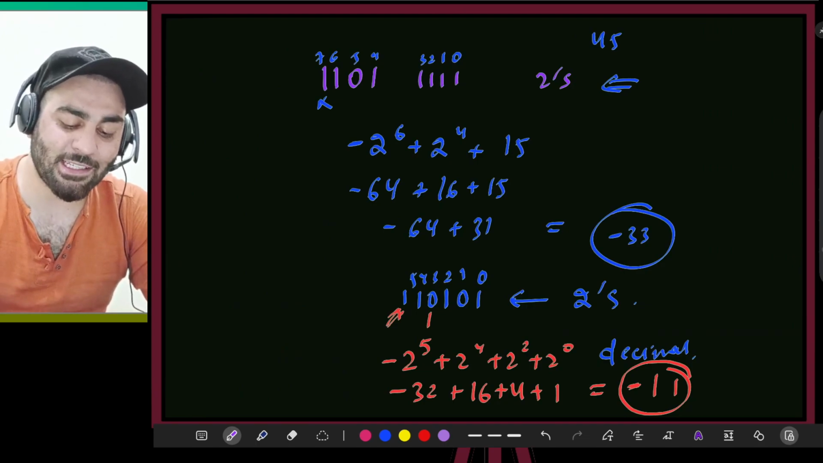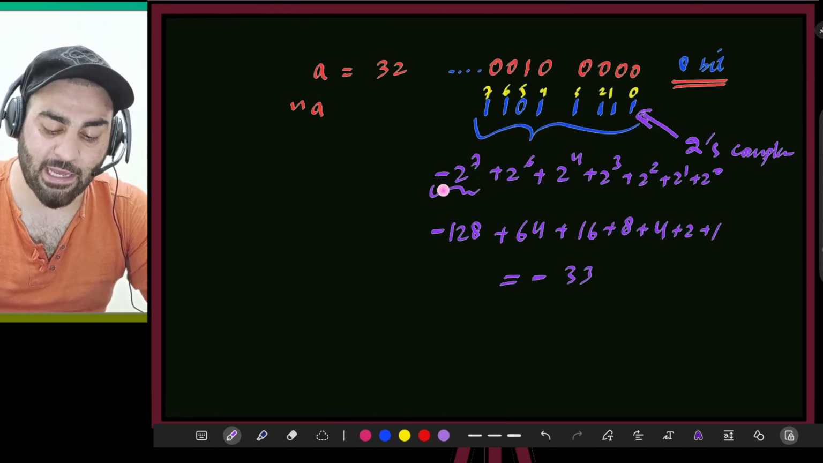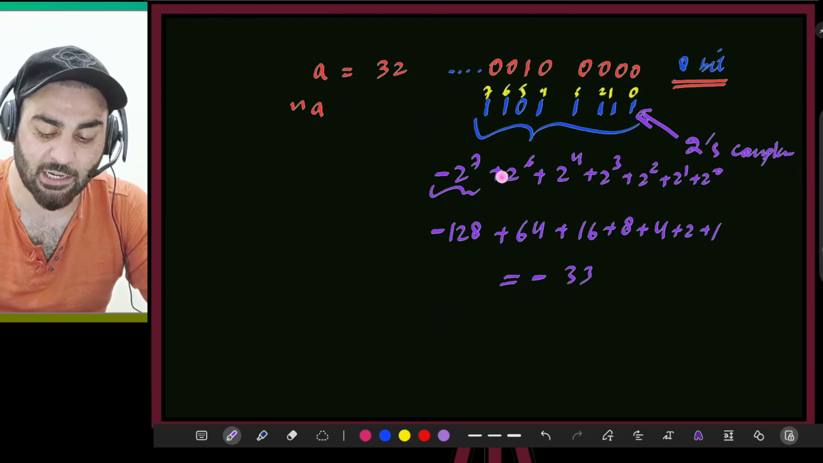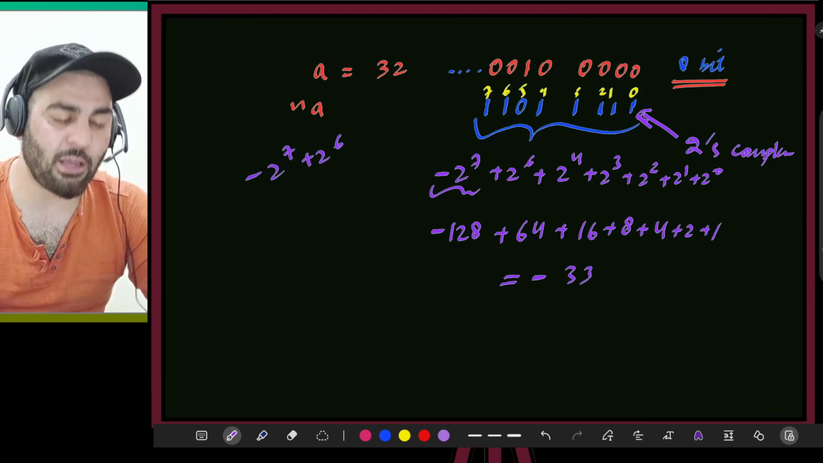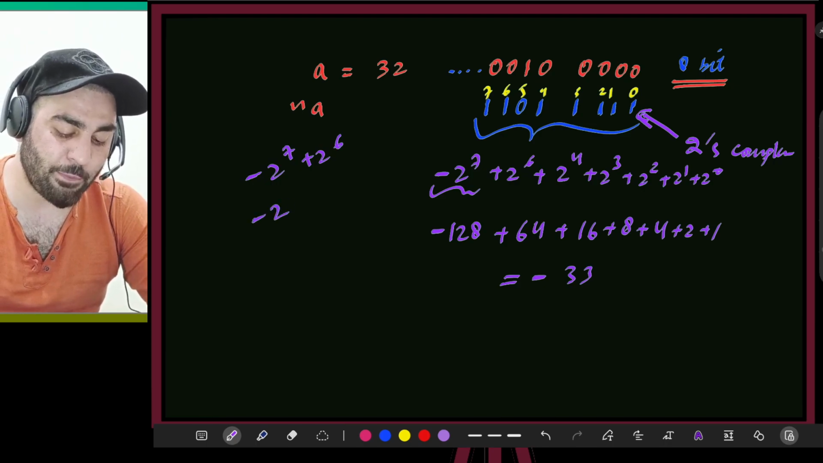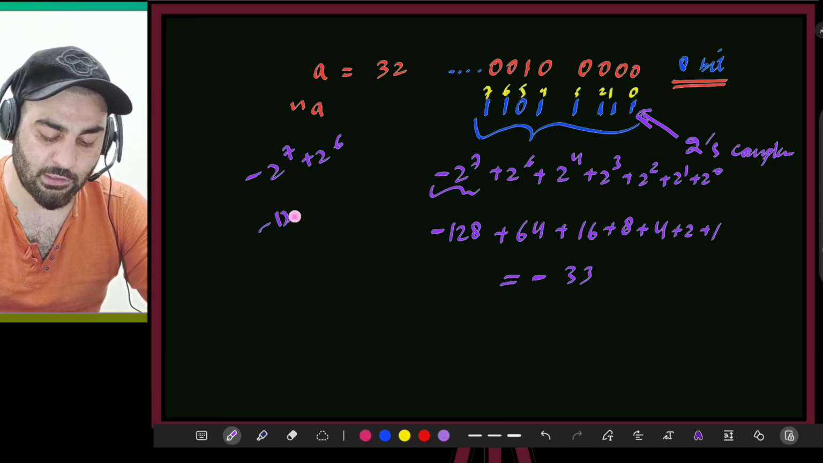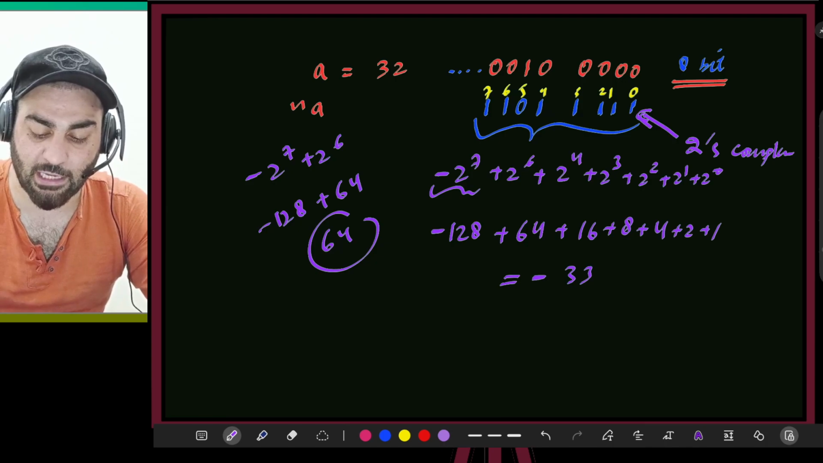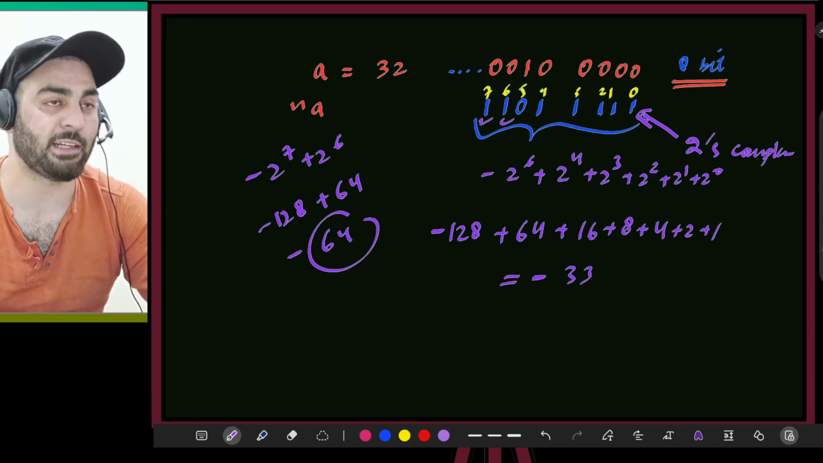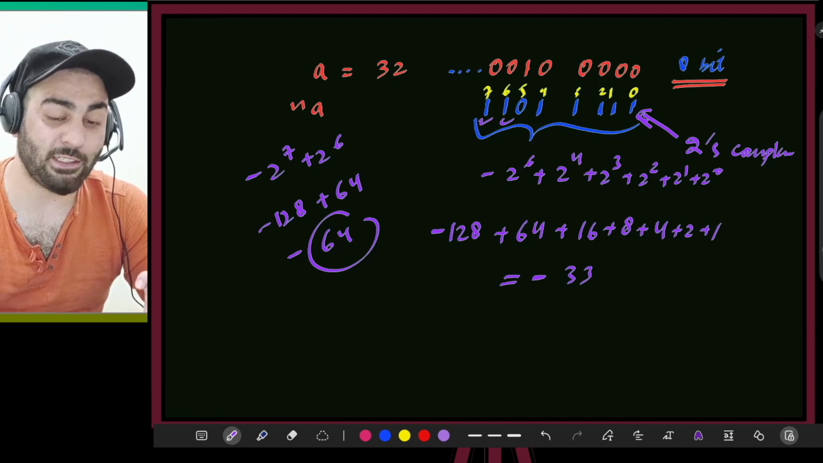But here what I did is, I just removed this bit, the 2 to the power 7 bit, because I just start from here. So if you say minus 2 to the power 7 plus 2 to the power 6, what is this equal to? This is minus 128 plus 64, which is minus 64. So better, I could have just written it like this: I could have just removed this and added a minus over here. That's why these ones don't matter. I hope this is clear now.